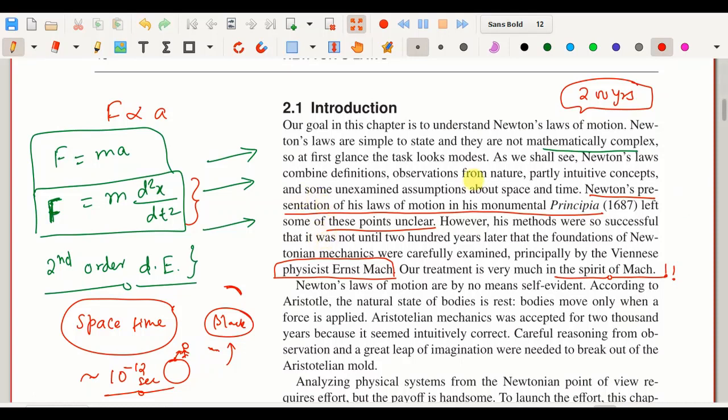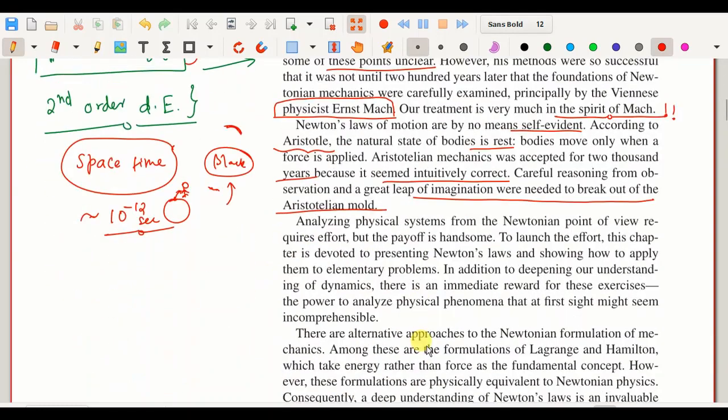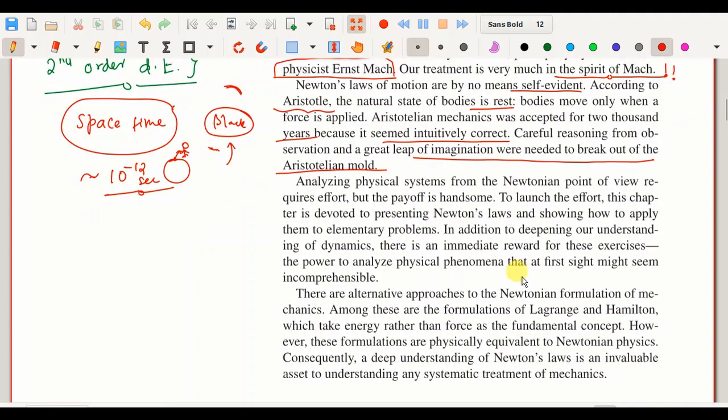Newton's laws of motion are by no means self-evident. According to Aristotle, the natural state of a body is rest. Yes, before Newton there was Aristotle. Bodies move only when a force is applied. Aristotelian mechanics was accepted for 2000 years because it seemed intuitively correct. Yes, what I have told you earlier. Careful reasoning from observations and a great leap of imagination were needed to break out of this Aristotelian mold. You know, that's the greatest thing Mach and Einstein did.